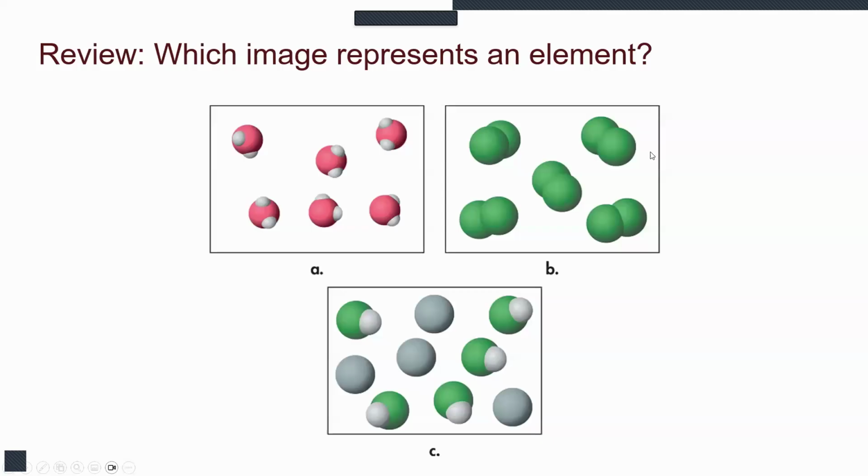So B is correct because if you look at A, that's basically a water molecule because we've got the white ball, red ball, and then another white ball. Whereas in B, you've got two of them, but they are identical. C, well, you got this, which is different from these, and this, which is different from this. So that's going to be a more complex mixture.